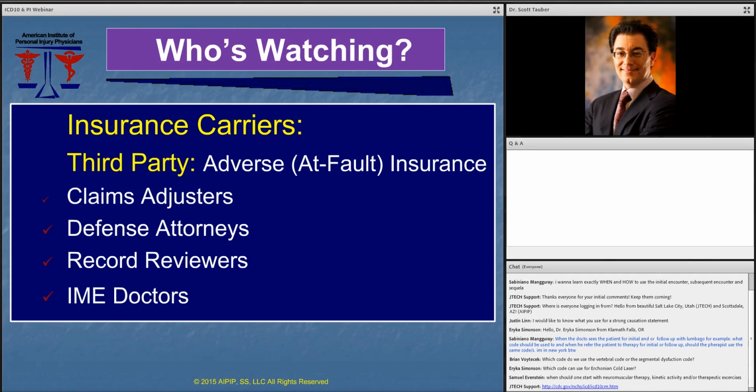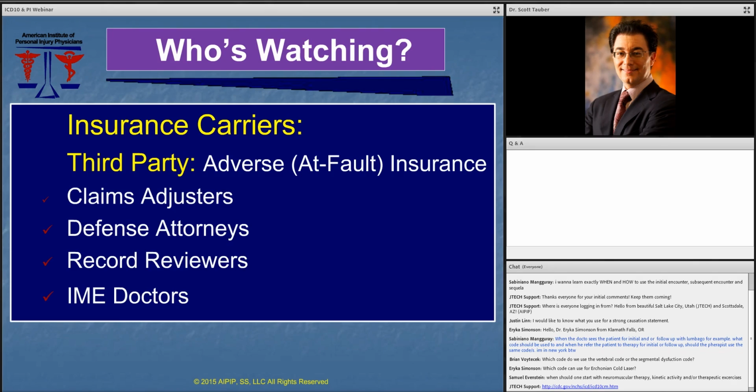Here's the deal, folks. It's in the insurance carrier's best interest to use ICD-10 because it allows them greater scrutiny. As I mentioned earlier, documentation issues are not surprising for any profession, and especially in personal injury, because nobody tells you the rules. So we kind of do what we think is right, but the insurance carriers will get in there at some point, whether it's first or third party.